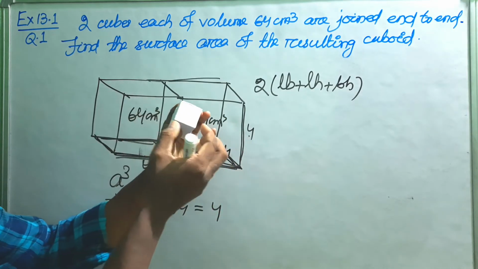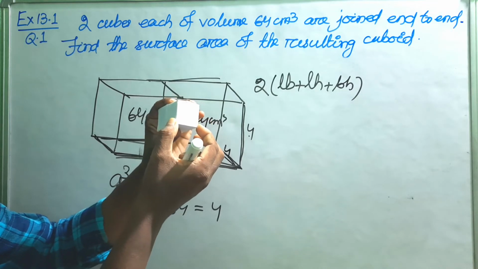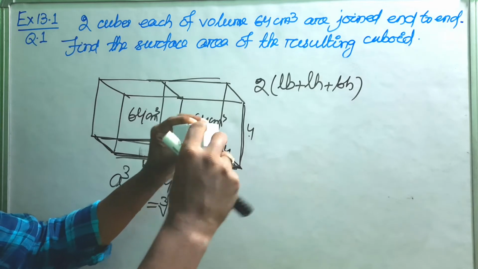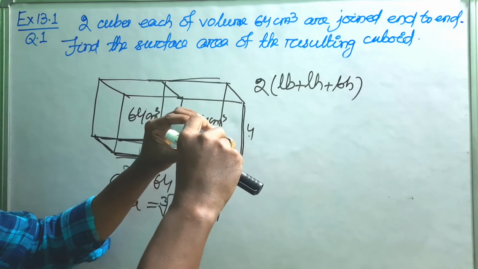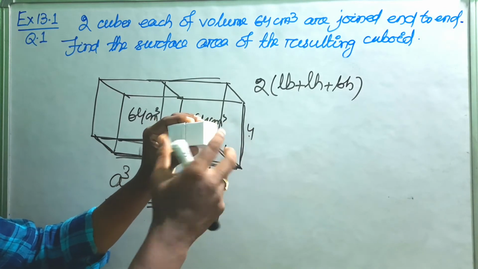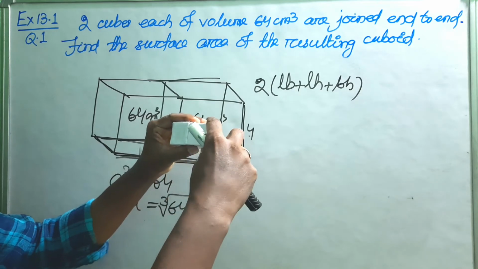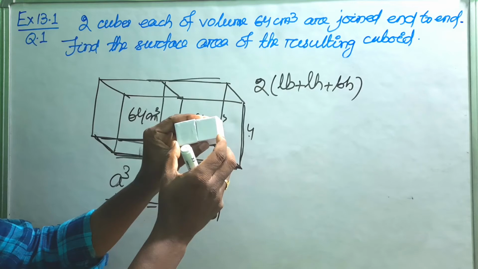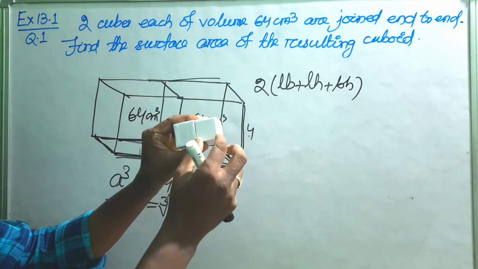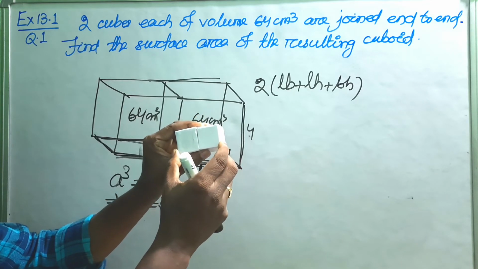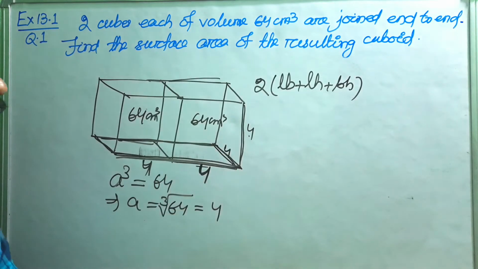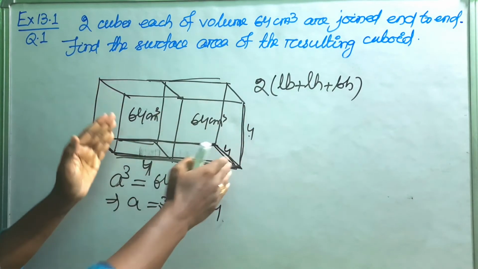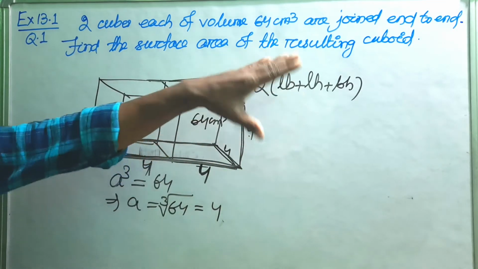But what about the breadth? Breadth will also remain the same, 4. Then what will be the height? Height is also the same, there is no change. If you join in this way, there is no change in height and no change in breadth, only the length will change. The length will be double: 4 plus 4, so it will be 8. After getting this length, breadth and height, we will apply the formula to get the answer.